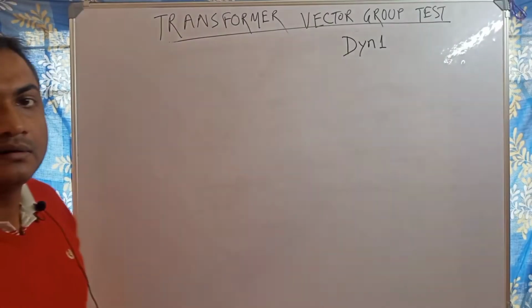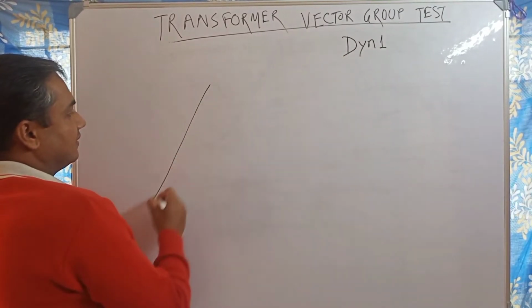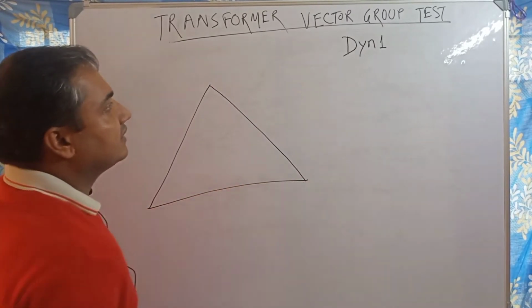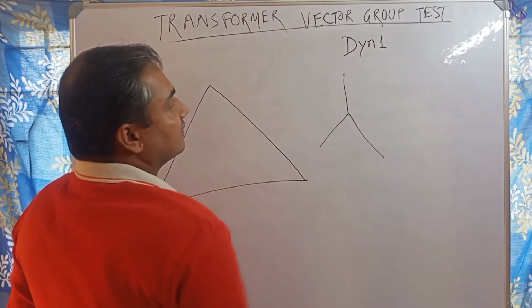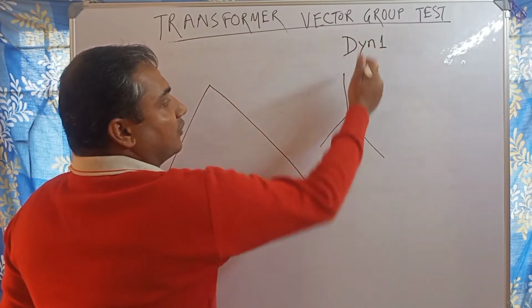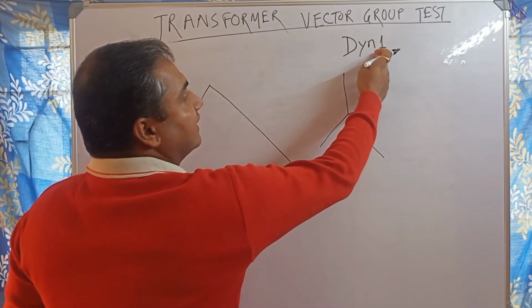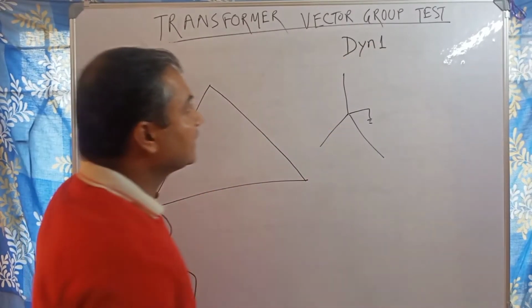It means primary is delta connected, secondary is star connected, neutral brought out, and the phase angle difference between primary winding and secondary winding is 30 degrees.